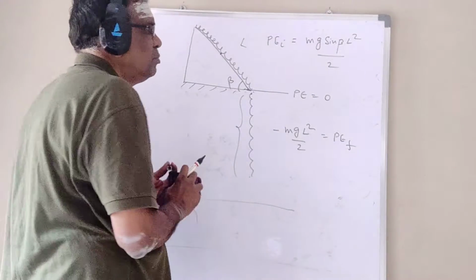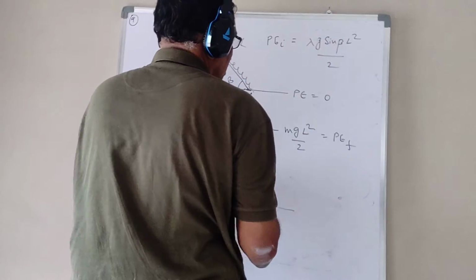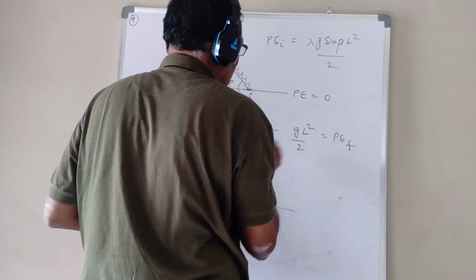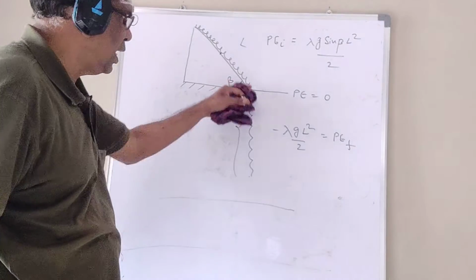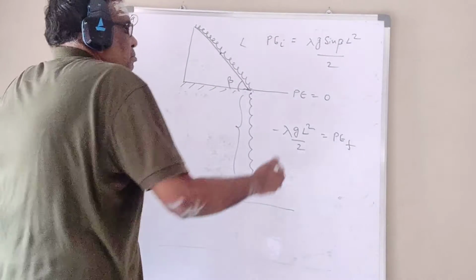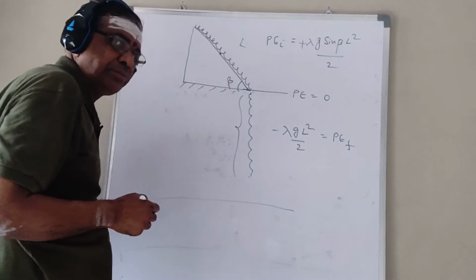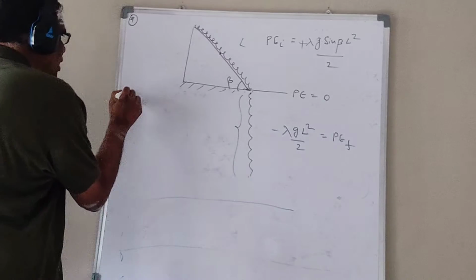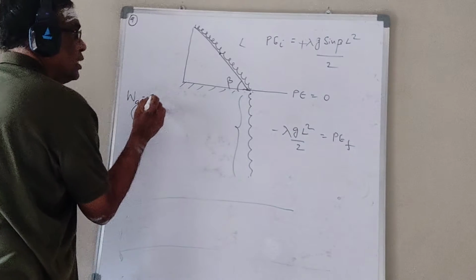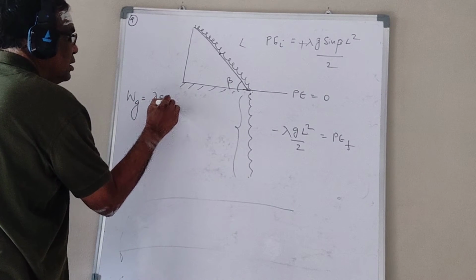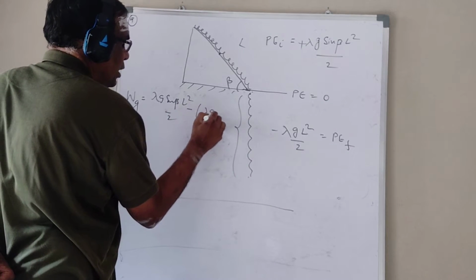I think it is not mg L squared. It is lambda g L squared. The same thing here also. Be careful, it is a dimensional problem. Lambda g L squared by 2, but lambda L is nothing but m, so you are free to put that. We will see it later on. This is plus. So what is the work done by gravity? Initial minus final. So lambda g sin beta L squared by 2 minus of minus.